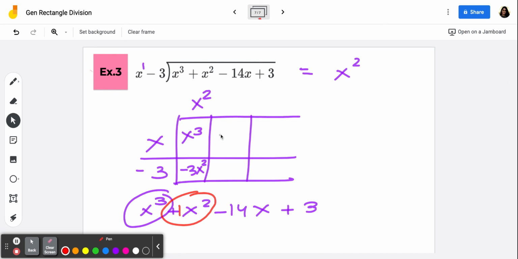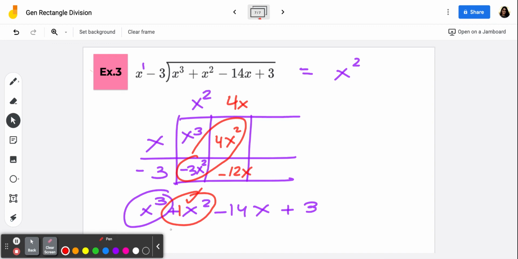So what has to go in this box to create a positive 1x squared? It'd have to be 4. 4 minus 3 makes 1x squared. 4x, what would have to go up here then? 4x times x makes 4x squared. 4x times negative 3 is negative 12x.